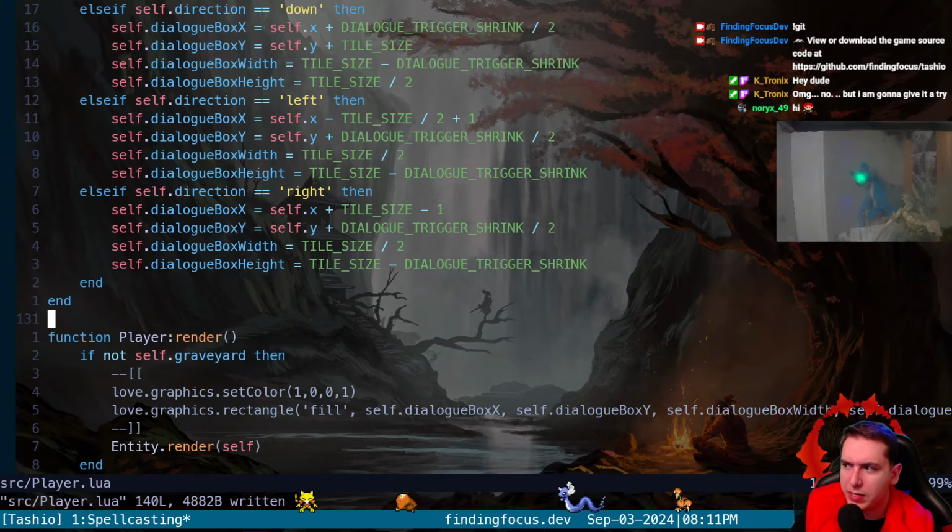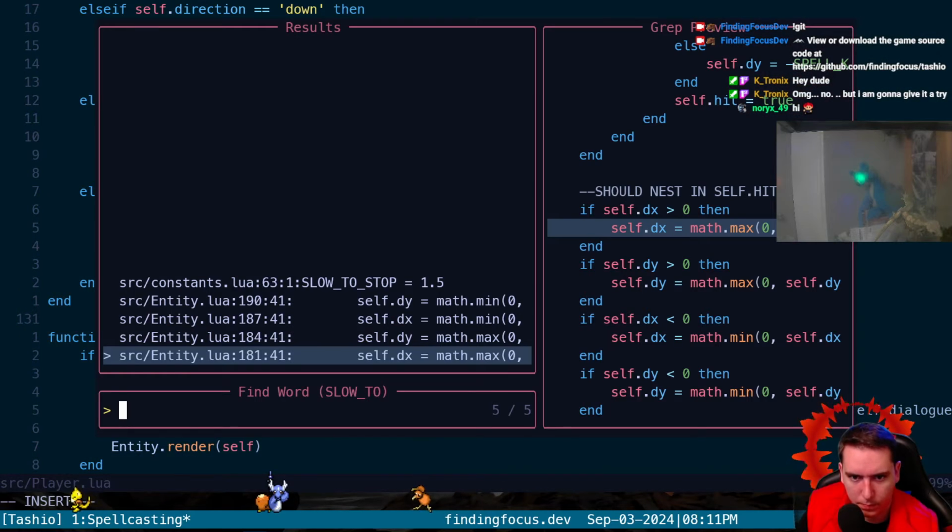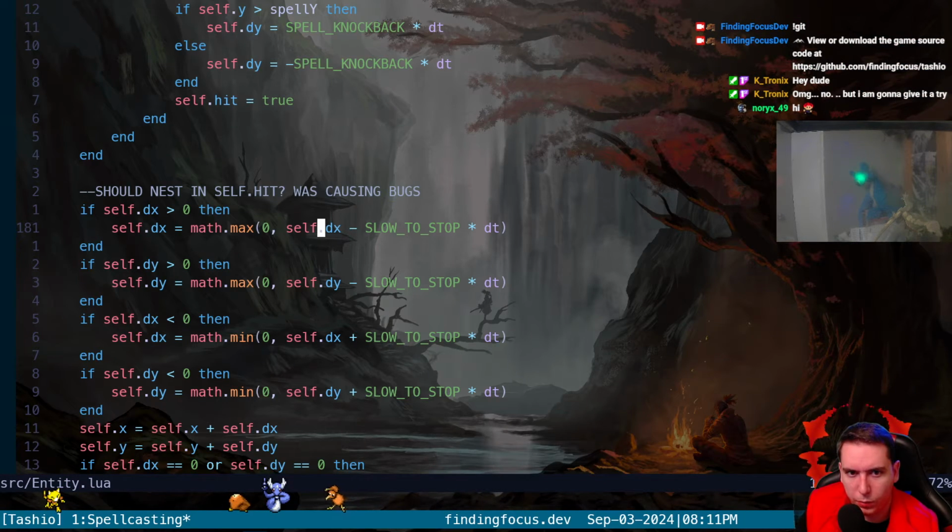I think we need to inherit our current dx and dy upon the slow to stop. Are we not doing that? We are taking our current dx. Okay.